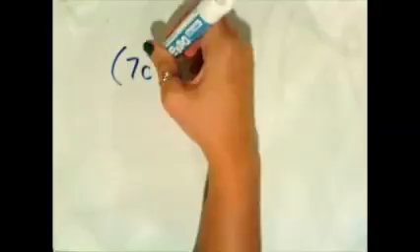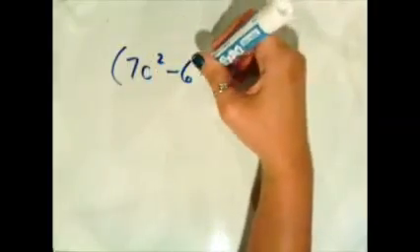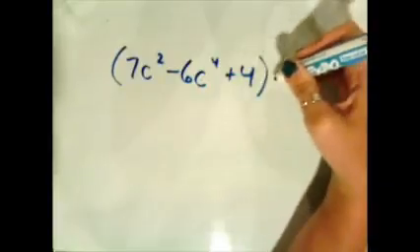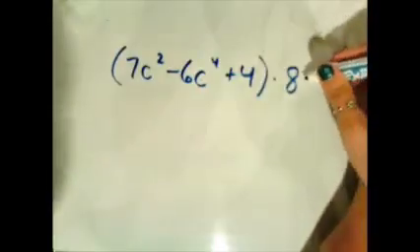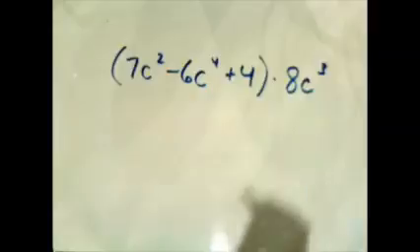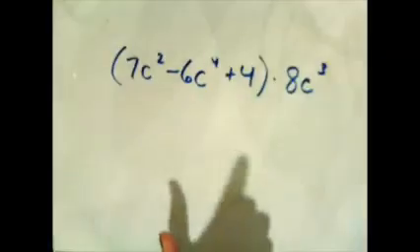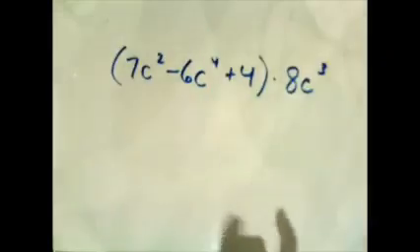So 7c squared minus 6c to the 4th plus 4 times 8c to the 3rd. So here the thing we're distributing is at the end of the parentheses. Does that make a difference? Like 2 times 3 is the same as 3 times 2. Multiplication is what we call commutative. It doesn't matter what order you do it in.